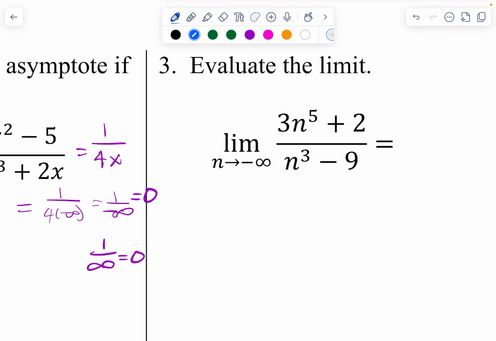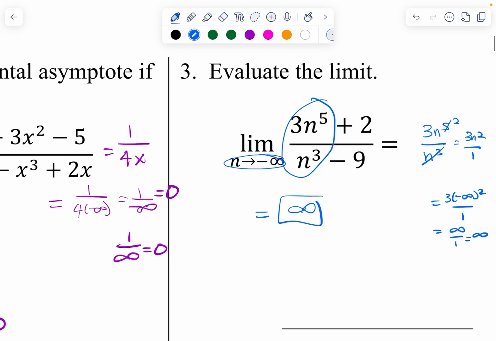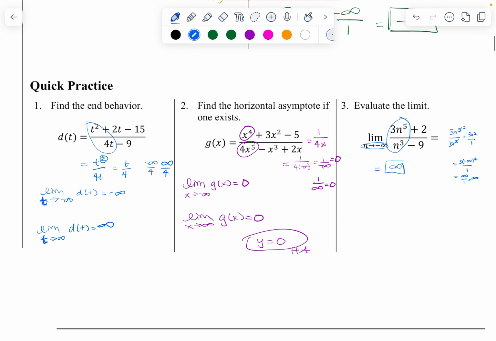And lastly, if I'm looking at the limit as n approaches negative infinity, again we're comparing here. This is like saying 3n to the 5th over n cubed. These are going to cancel, so we end up with 3n squared all over 1. If I plug in negative infinity here, 3 times negative infinity squared all over 1. Well, a negative times itself is a positive, so this would be like saying 3 times positive infinity over 1, which would just be positive infinity. So the limit here would be positive infinity, which means that there's no horizontal asymptote.